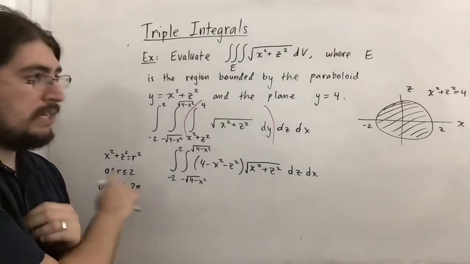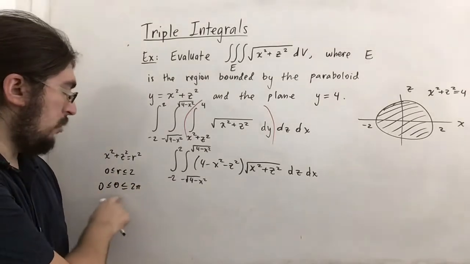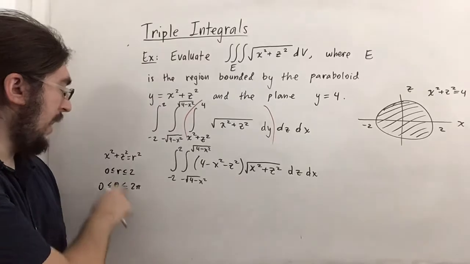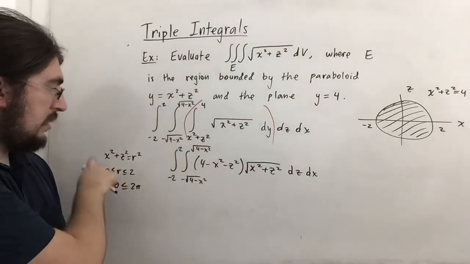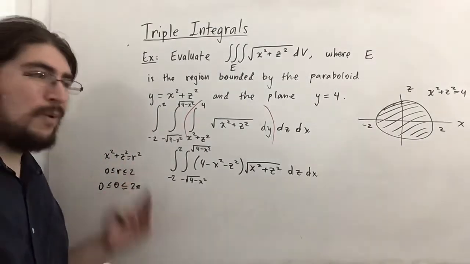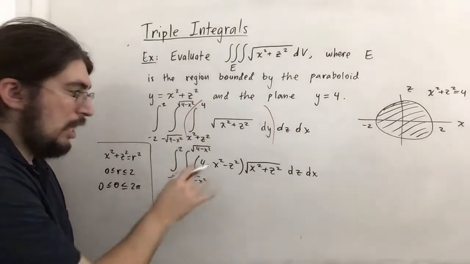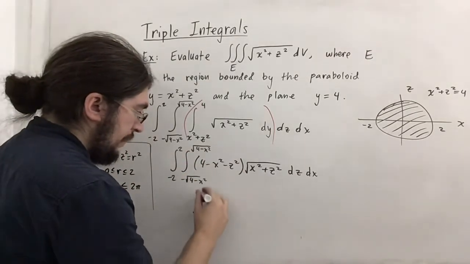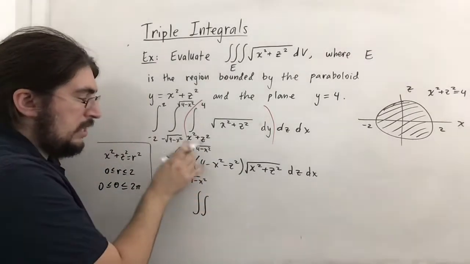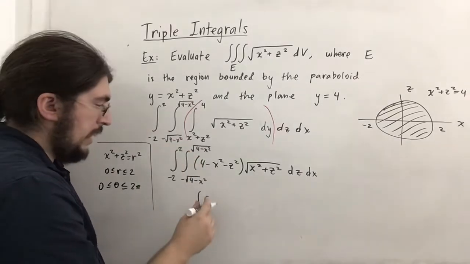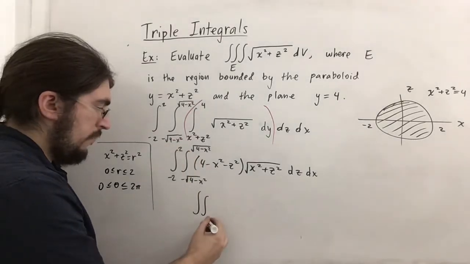So the radius has to change from 0 to 2, and the angle must change from 0 to 2 pi, and we have this fact here. So what I can really say now is this double integral will turn into the following. So instead of keeping these integrals with these limits, we're now going to take the integral with respect to r from 0 to 2.